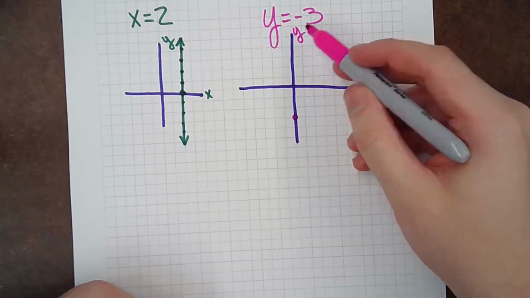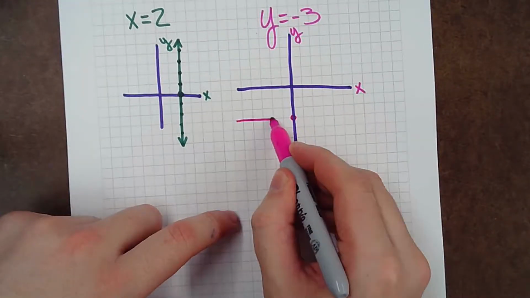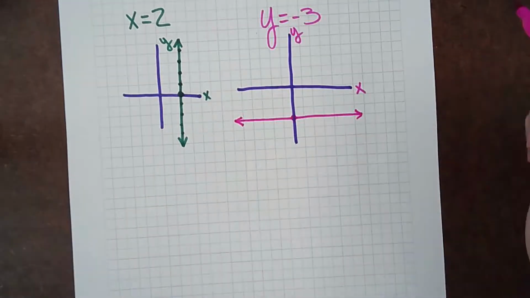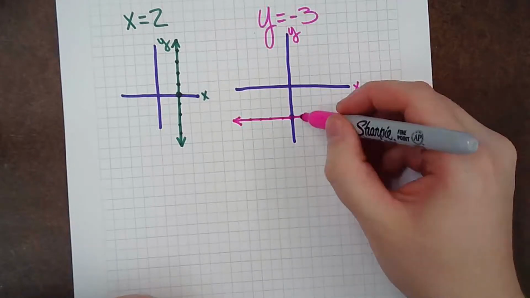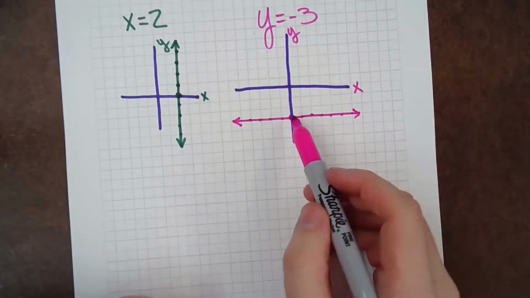It doesn't say anything about x here, and we need to know what we do with x. So for this, we go left and right for all possible x values. Any point on this line is going to have a y value of minus 3. All of these points are something comma negative 3. So it's where y is negative 3 on this line.